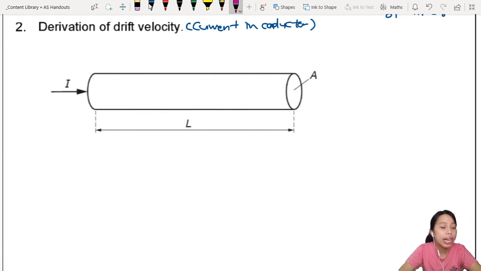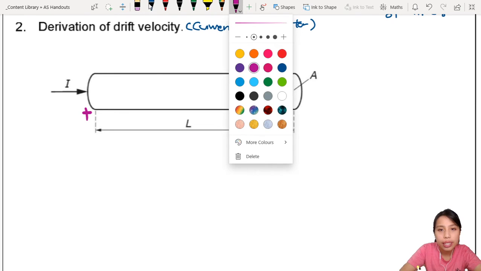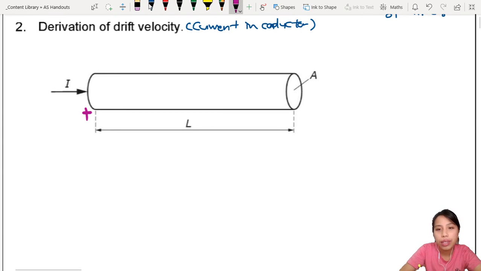Like how when we connect a battery to a circuit, we're applying a potential difference. So let's say I put the left side as positive, and then the right side I put negative, connect to the negative. That means this side is a high potential.